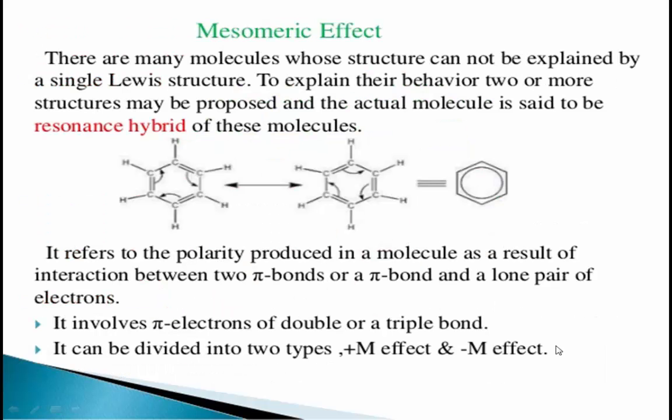Next, another point, mesomeric effect. What is mesomeric effect? This effect is also called as resonance effect. The permanent polarity produced in a molecule due to the interaction between two pi bonds or pi bond and lone pair of electrons is called mesomeric effect. This definition shows which type of electrons involved in resonance effect. Students, remember, either two pi bond electrons or pi and lone pair of electrons are involved in the mesomeric effect.